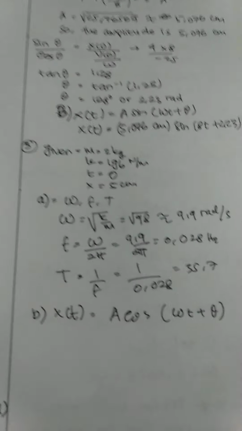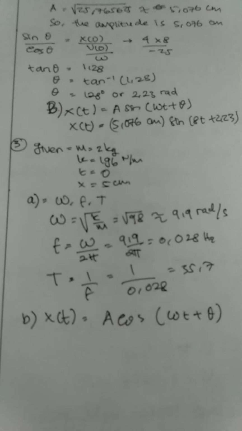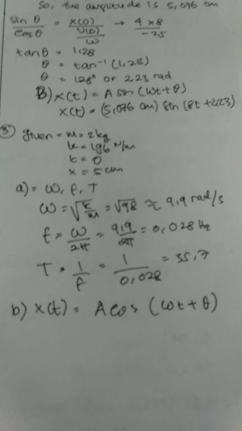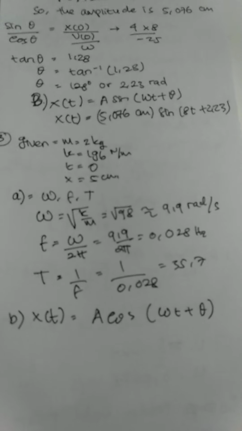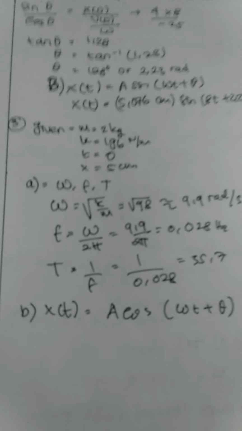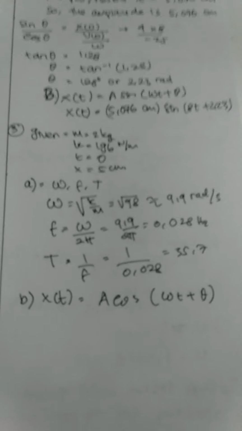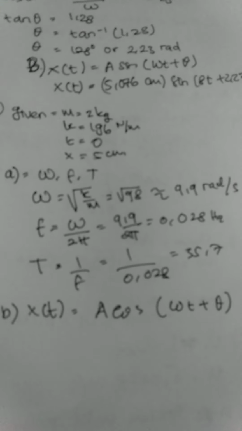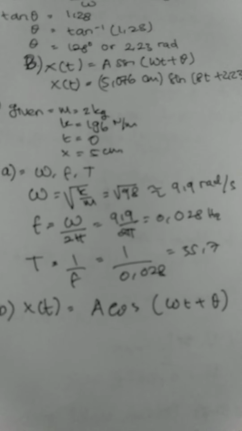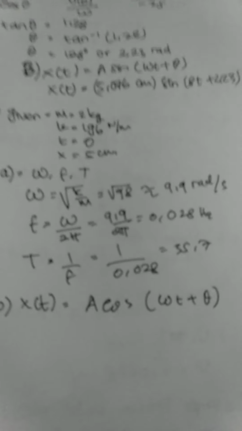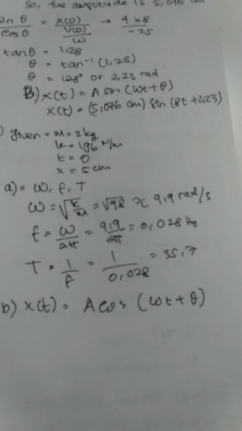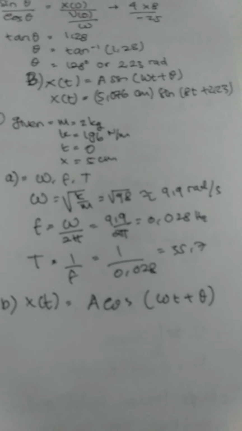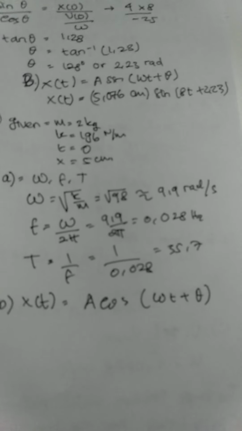We got x equals A sin of omega t plus theta, which is 5.076 cm sin of 8t plus 2.23. Number 3, given m equals 2 kilogram, the constant 166 Newton per meter, and at t equals 0, x equals 5 centimeter. So what is the question? Find the angular frequency omega, the frequency f, and the period T. Omega, the formula is square root of k per m. So we got the result, 9.9 radian per second.